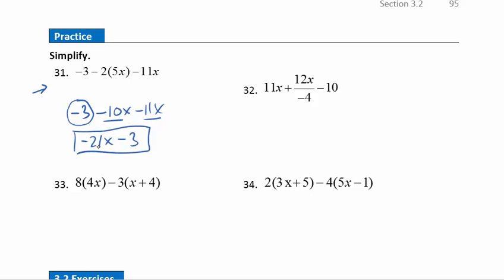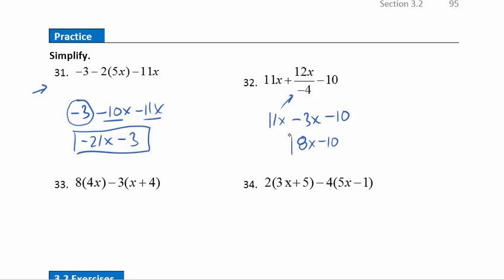Okay. Question 32, looks like I'm going to want to do the division first here. So let's see, that would be 11x. 12x divided by negative 4 would give me a negative or minus 3x, and then minus 10. So 11x minus 3x is going to give me 8x, and then I'm going to bring down the minus 10.